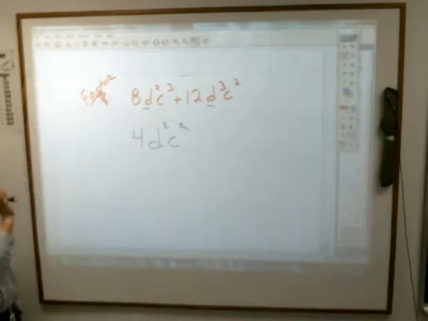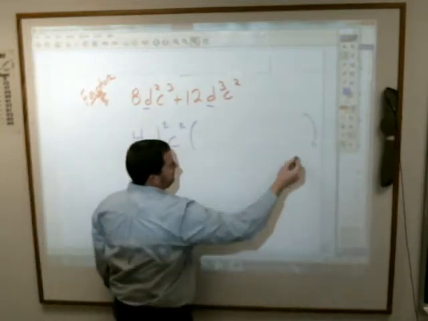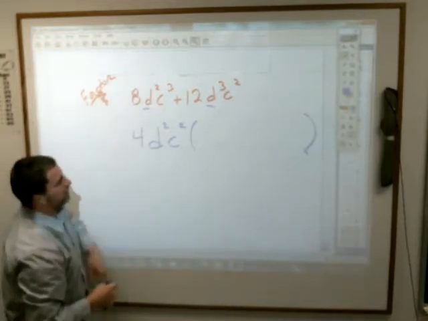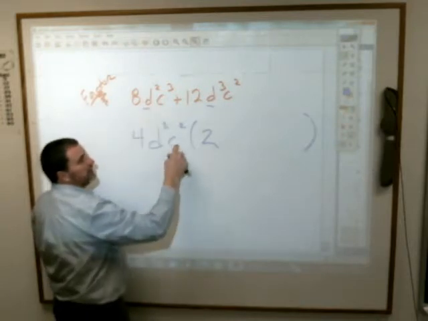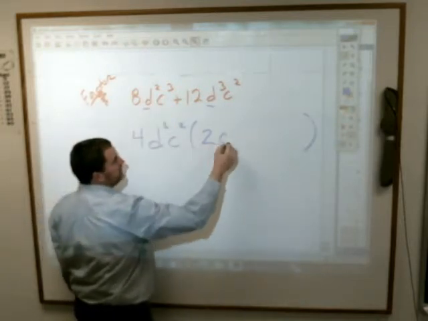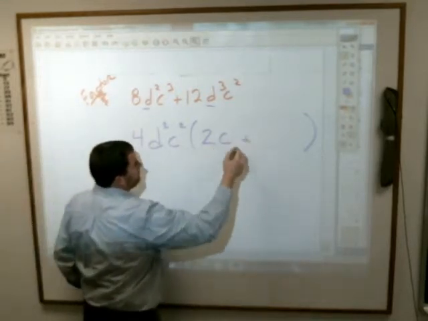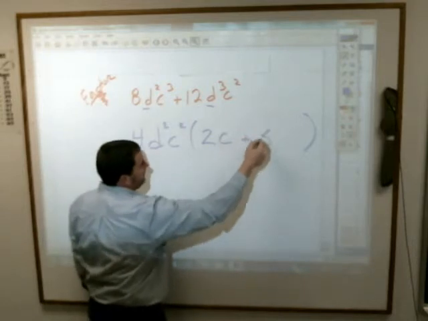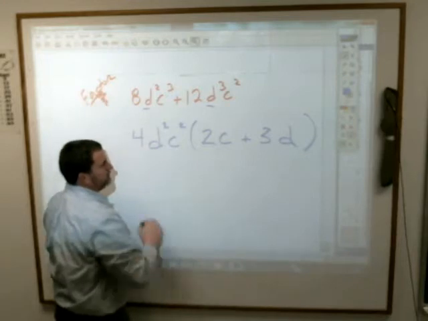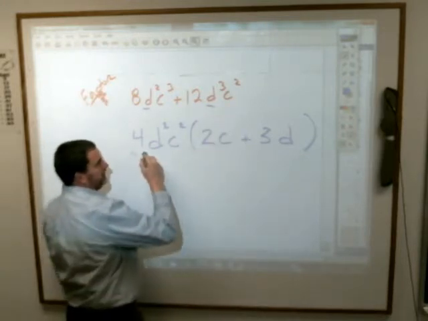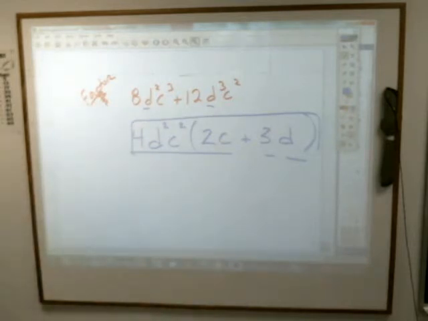How many people got the greatest common factor right? Now you are going to take that out, reverse distributive property or divide, whatever you want. To go from 4 to 8, you have to multiply by 2. You've already got the D squared. You need to go from C squared to C cubed, so you need a C. Plus, 4 times what is 12? 3. You need to go from D squared to D cubed, so you need 1 D there. You already have the C squared, so it doesn't multiply by anything. This is that factored out.